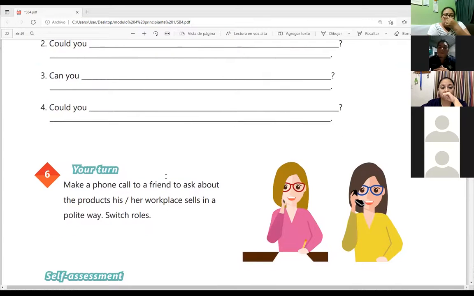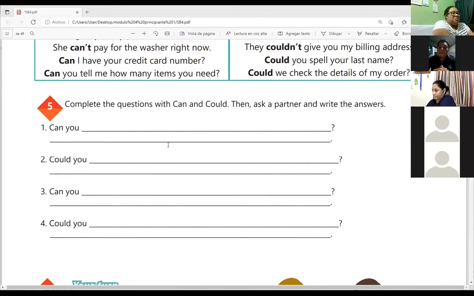Ok, vamos a desarrollar el ejercicio 5. Exercise 5, page 22. Complete the question with can and could, then as a partner, and write the answers. Vamos a escribir cuatro preguntas. Una utilizando can you, la segunda could you, can you, and again, could you. Escribir preguntas, después se las vamos a hacer a nuestro compañero y vamos a escribir la respuesta. Pero ahorita el paso uno es crear la pregunta. Make the question.